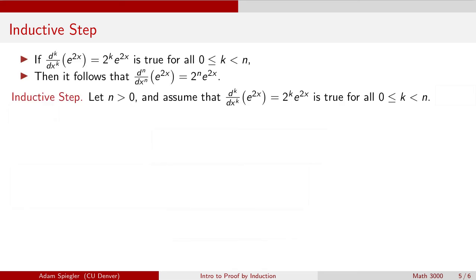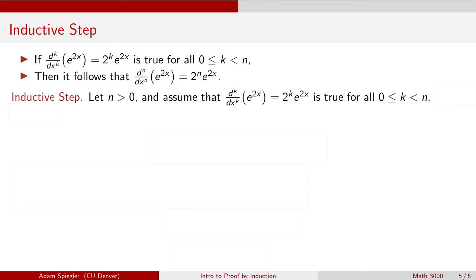And so now let's organize our thoughts a little more carefully. So we know what it is that we're trying to prove in this inductive step now, namely a conditional statement that if this holds for all values of k bigger than or equal to 0 and less than n, then it would follow for n.